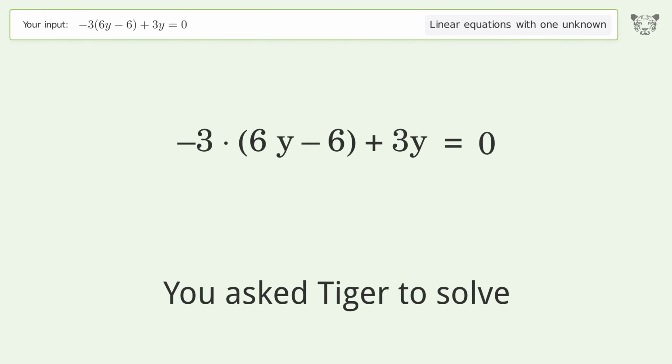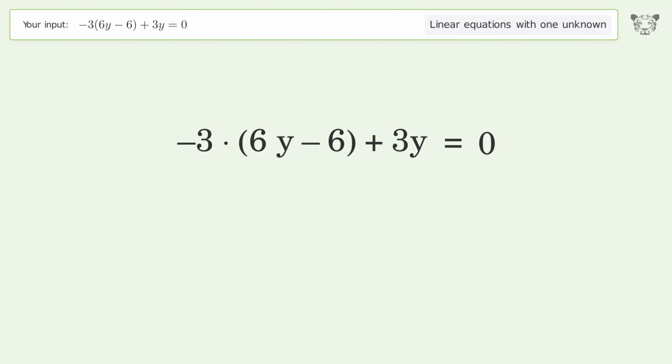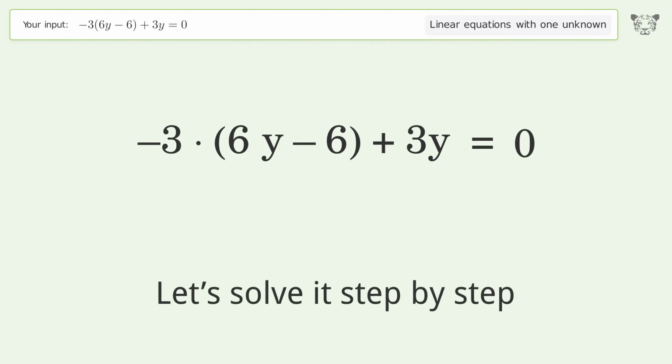You ask Tiger to solve. This deals with linear equations with one unknown. The final result is y=6/5. Let's solve it step by step.